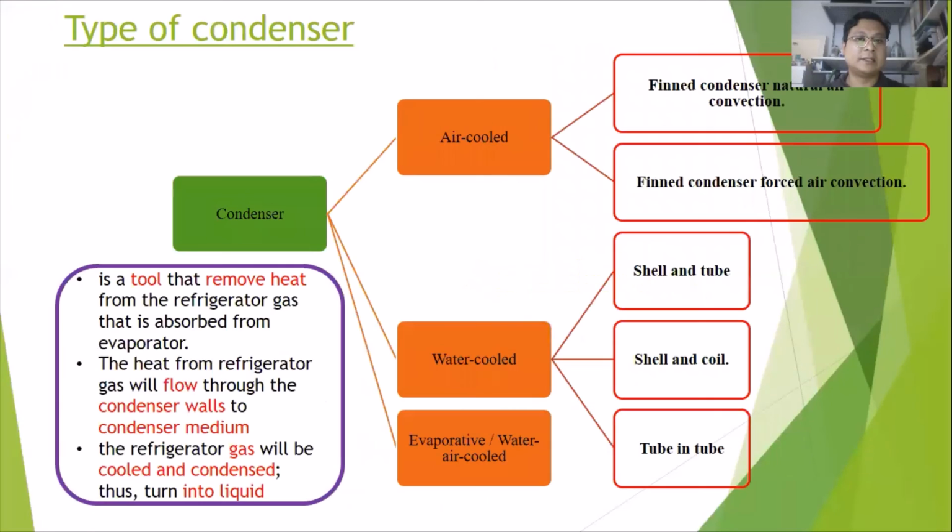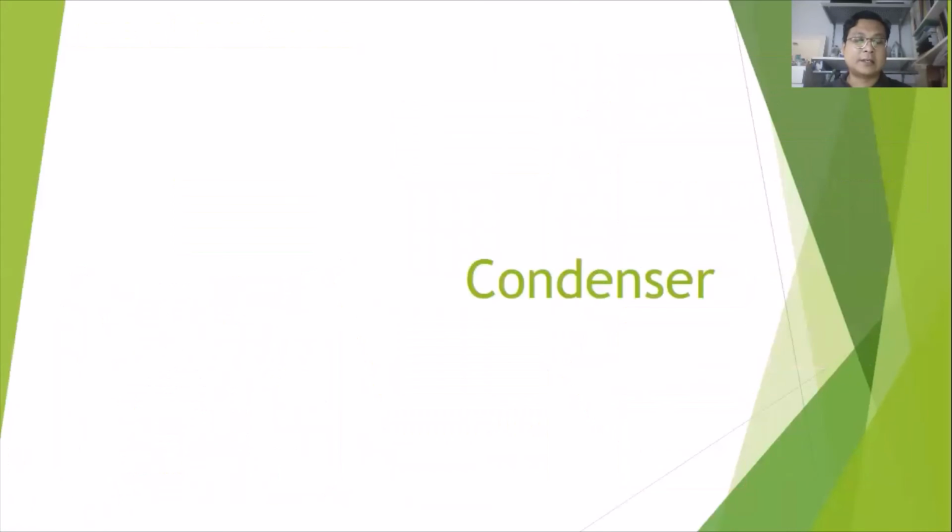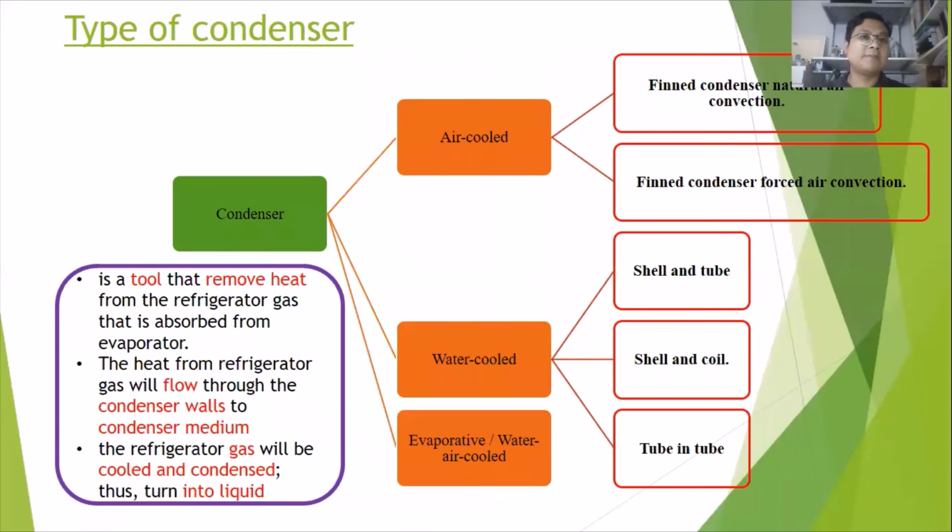Condenser. Okay, after we finish the components of the compressor, now we go to the other part in the refrigeration cycle. That one is the condenser. The condenser itself has several types: air cooled, water cooled, and evaporative water air cooled type.